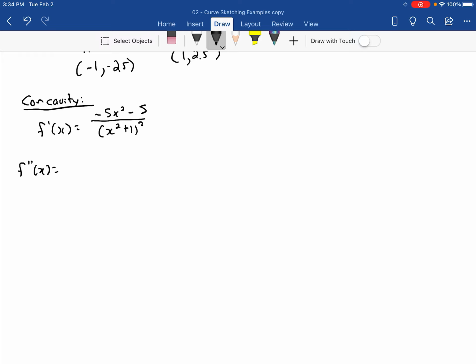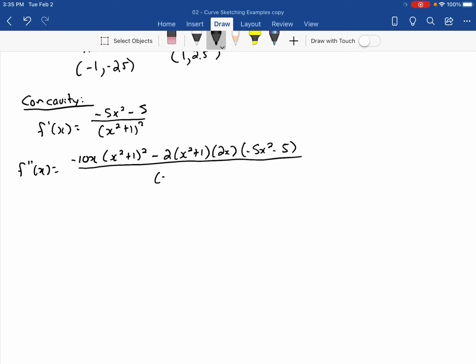Reasonable speed. Derivative of the top, negative 10x, times the bottom, what a big mess, x squared plus 1 squared, minus the derivative of the bottom, so here comes chain rule, 2 bracket x squared plus 1 times the derivative of the inside, which is a 2x. That's the derivative of the bottom. I had to do chain rule there. I wrote the exponent down and then reduced that bracket by 1 and then derivative of the inside. And then that's derivative of the bottom times the top. Now that's a big mess. Oh, over the bottom squared. So this becomes power of 4 down there.